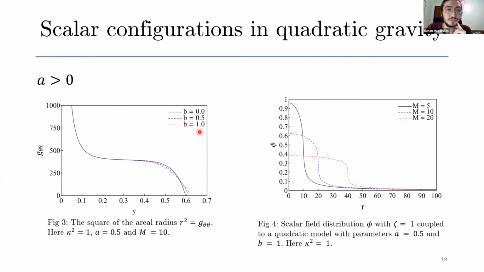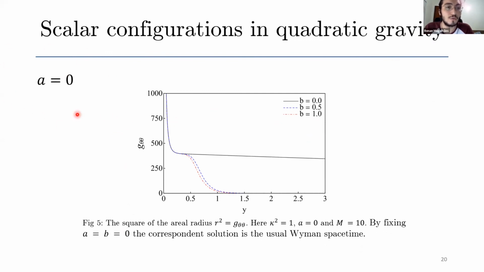The field associated with this solution now has a maximum at the center and is concentrated inside the region of 2m. And this m here, in the Wyman spacetime, has the interpretation of the Newtonian mass of the solution. This is a standard configuration of scalar field in f(R,Q). When we consider A equals zero, we have again a standard configuration with a curvature divergence at the center. And again, the center of the solution is reached much earlier in y compared with the Wyman spacetime.